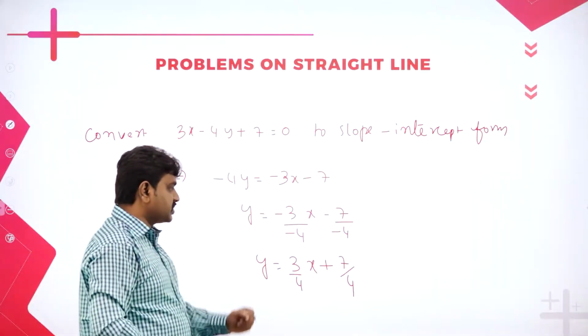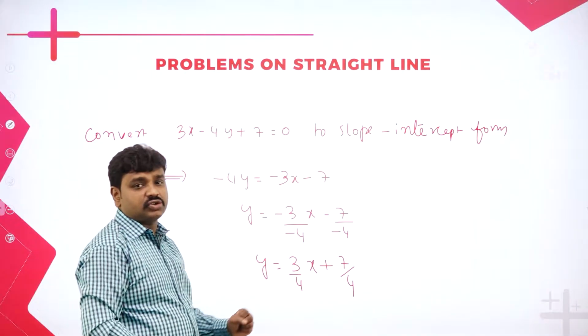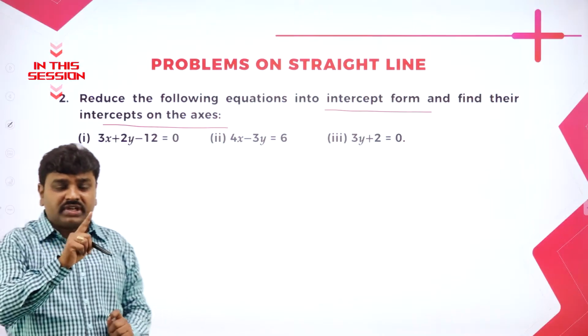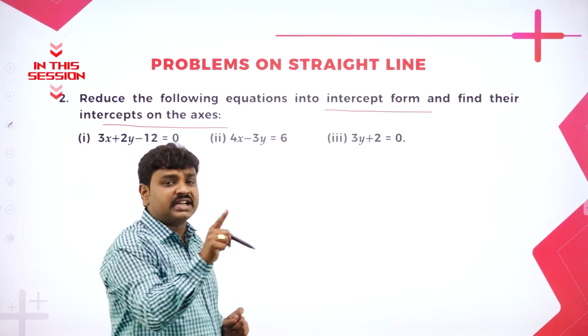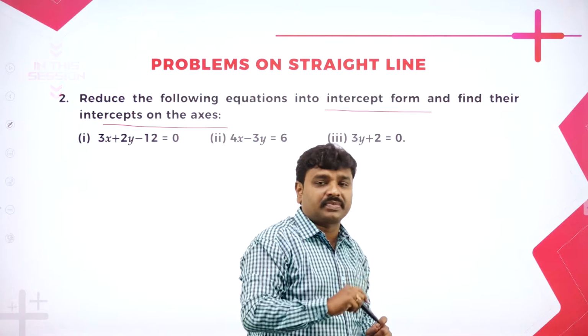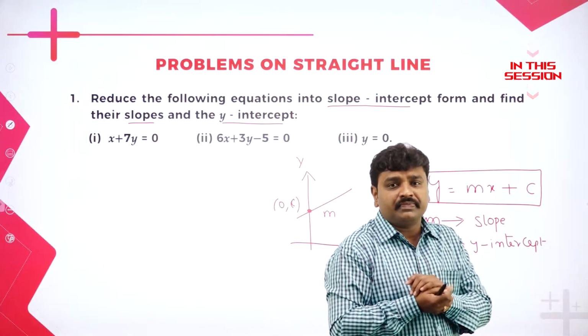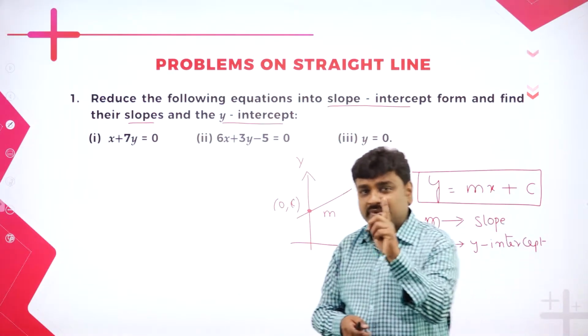Now this is in slope-intercept form and m is equal to 3 by 4 is the slope. They want you to convert the line to intercept form. Later you should find intercepts, meaning x-intercept and y-intercept. So what is the slope-intercept form? y is equal to mx plus c.